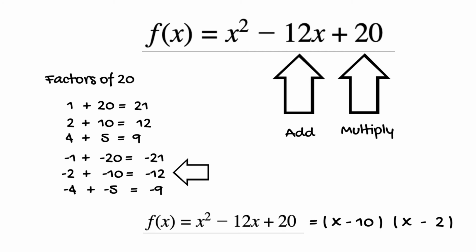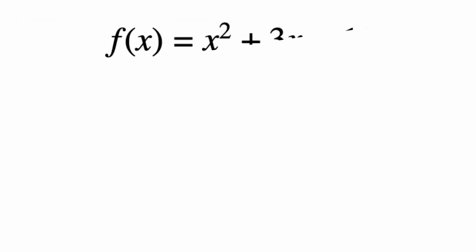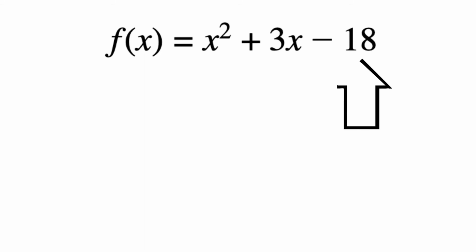Let's do another example. Let's say we have f of x equals x squared plus 3x minus 18. We need to find two numbers that multiply to give you negative 18, but add to give you 3. See if you can figure this out on your own first. Pause the video, think about the factors of negative 18, and then see if you get it right.